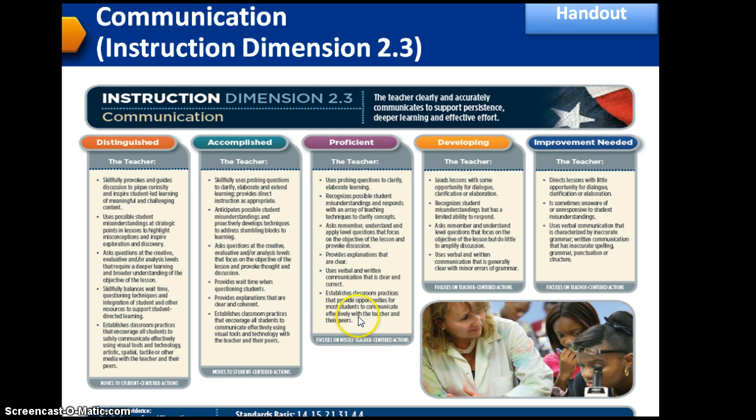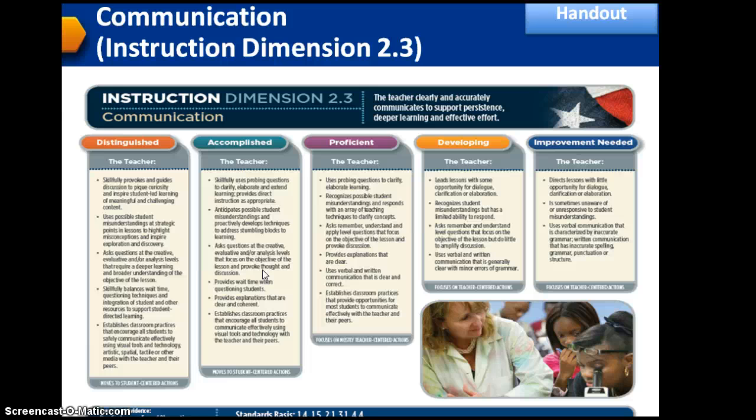Now, the difference between this and accomplished is that they ask questions. Look right here. You'll see these subtle differences. They want you to ask questions too, but these questions are at the creative, evaluative, or analysis levels that focus on the objective and provoke thought and discussion. So it's bumping up that rigor a little bit. You'll see this as you look through here. I also want to let you know you will receive a copy and have available to you within this a copy of this rubric.